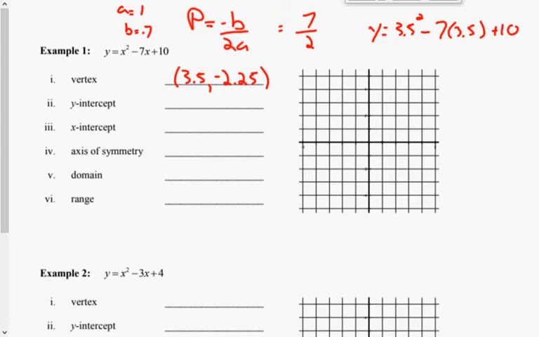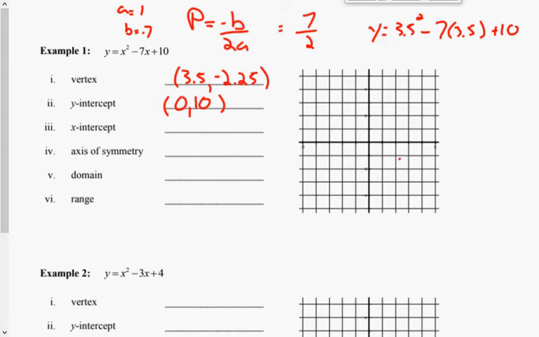Y-intercept? Anyone? Very good. That's just my c value. It would be at technically 0 and 10. All right, x-intercepts. Am I going to have 1, 2, or none here? 2, right? Because my vertex is somewhere 2.5, right about there. My graph opens up, so I'm going to cross there twice. So now I know I'm going to have 2.